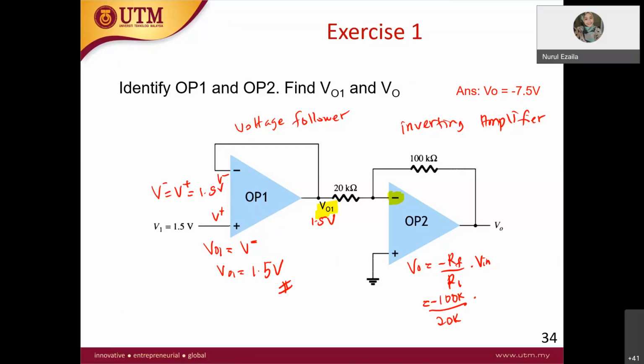The V in of op-amp 2 is equal to the V out of op-amp 1, which is 1.5 volt. If you calculate this, what do you get? Negative 7.5 volt, correct. So V out is equal to negative 7.5 volt. All right, let's move on to the second exercise.